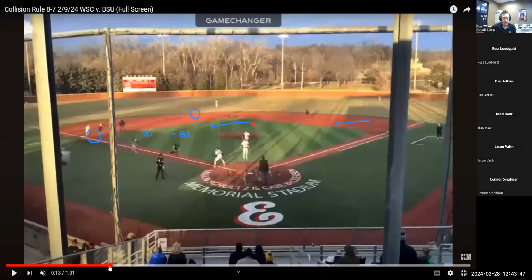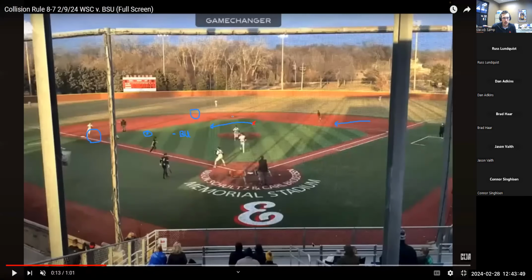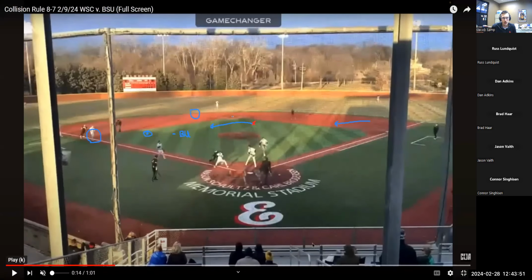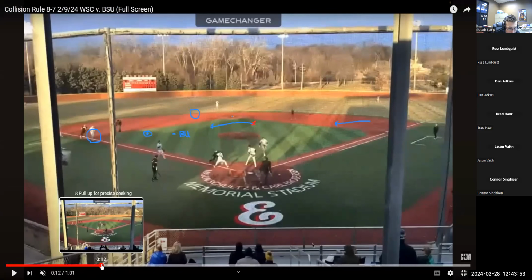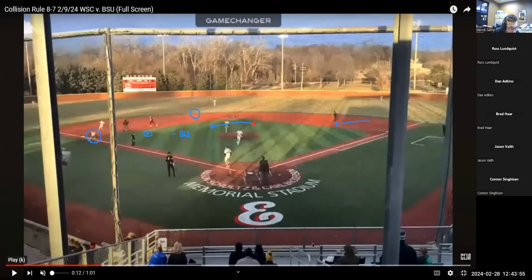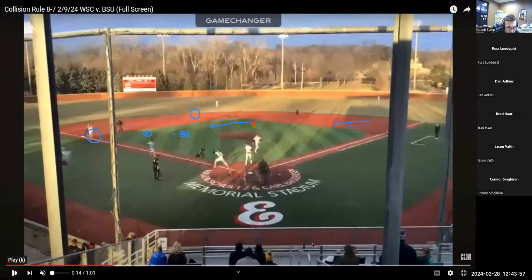Yeah, that crossed my mind. Let me stop it when he's got the ball. Okay, that's too far forward. When the catcher receives the ball, the runner is right there. I mean, he was far enough. Yeah, in my judgment, he was far enough.